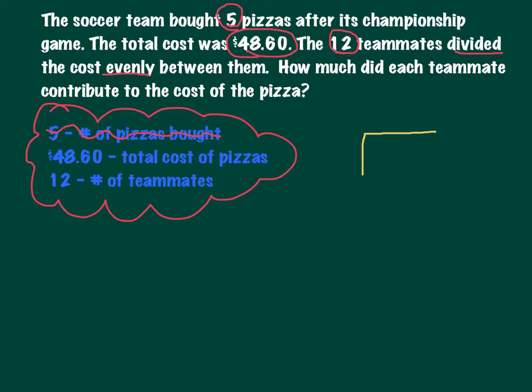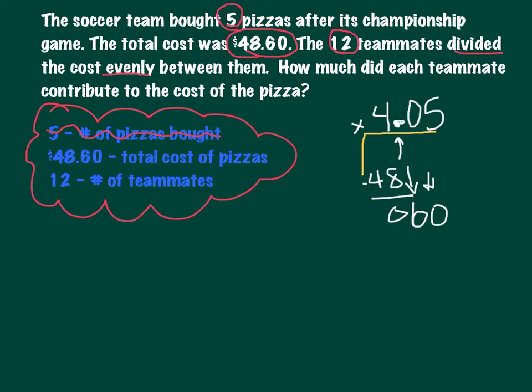Now, working the problem, we have a decimal in the middle, so we bring that decimal up immediately. Bring it to the top. Now we divide. 12 goes into 48 4 times. 4 times 12 is 48. 0. Bring down your 6. 12 goes into 6 0 times. Bring down your 0. 12 goes into 60 5 times. 12 times 5 is 60.